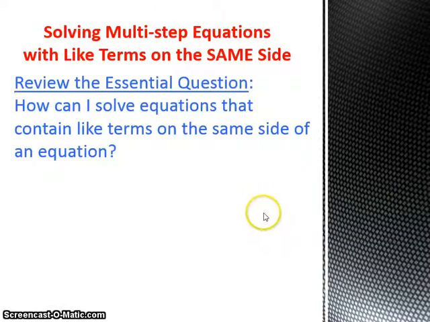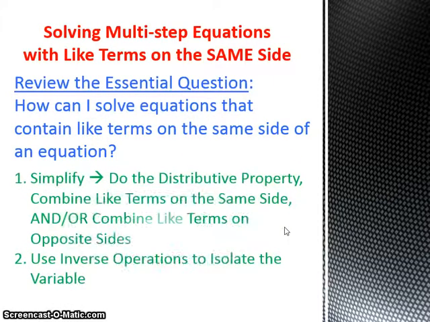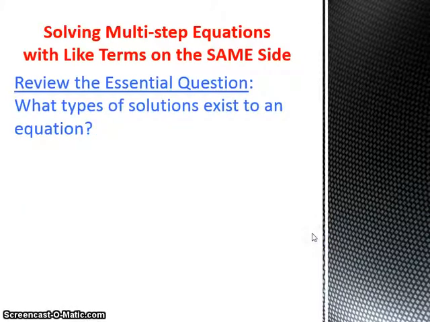So let's summarize what we've learned. Our first essential question said, how can I solve equations that contain like terms on the same side? And the answer is, first, be sure to simplify. Do the distributive property, combine like terms on the same side, and or combine like terms on the opposite side, which we'll learn about in our next lesson. And then second, use inverse operations to isolate the variable.